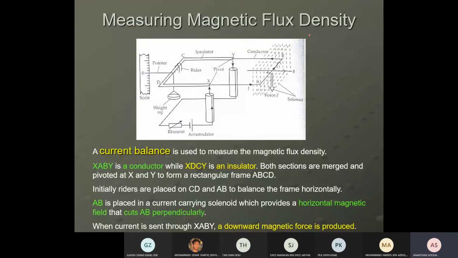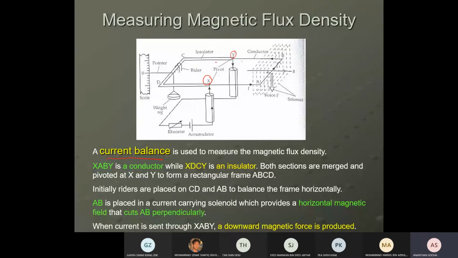So, measuring magnetic flux density. How do you measure magnetic flux density or magnetic field strength? We use a device called a current balance. It's a little complicated. You see this picture up here. It has a pivot at X and Y.